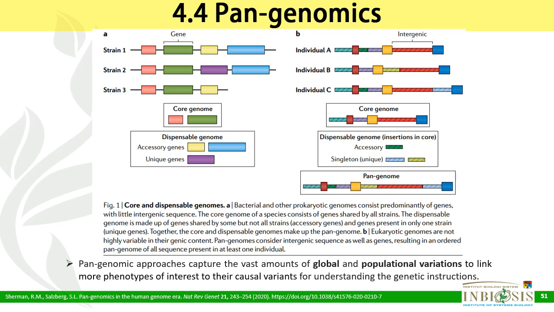This leads on to pangenomics. When multiple genomes are available for a single species, a pangenome can be constructed, in comparison to the core genome, which excludes the accessory and the unique genes. So the pangenome includes the genome diversity from different individuals, making a pangenome that covers all the diversity. This allows linking more phenotypes of interest to their causal variants for understanding genetic instruction.